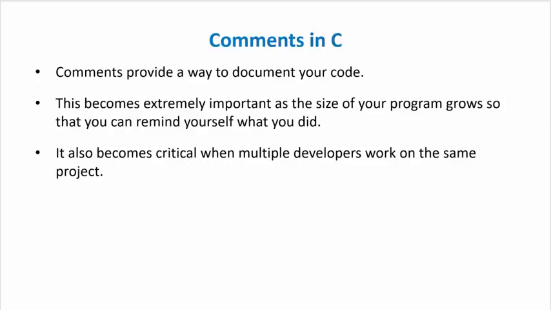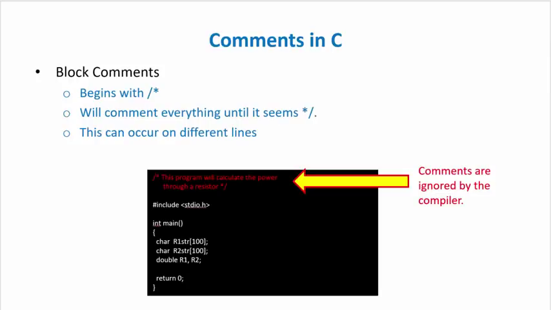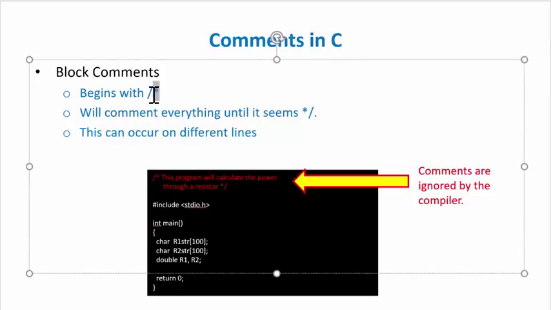And then when you work on large software projects, you're going to be working with multiple people, so you need a way to describe to other people what your code did. All right, so in C there's 2 types of comments. You can do a block comment or a line comment. A block comment is where you have a start and a stop.